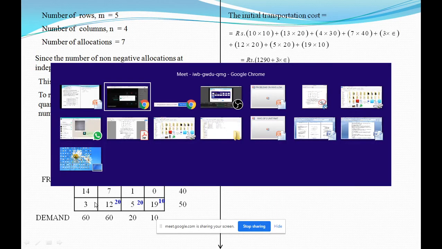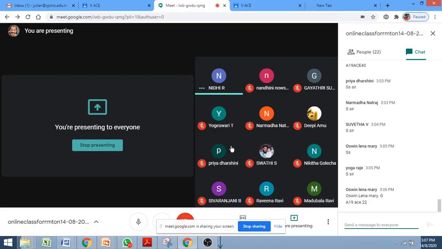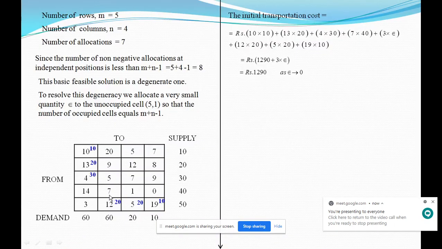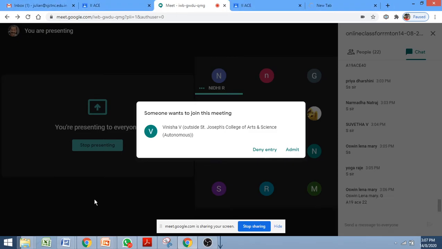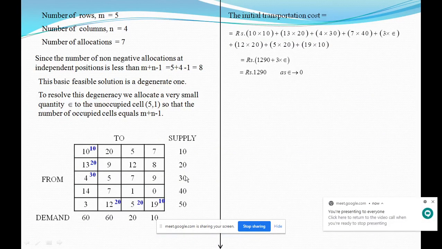I should have mentioned the epsilon here. Is it okay? So that I'll be having the number of allocations equal to 8. To resolve this degeneracy, we allocate a small quantity epsilon.